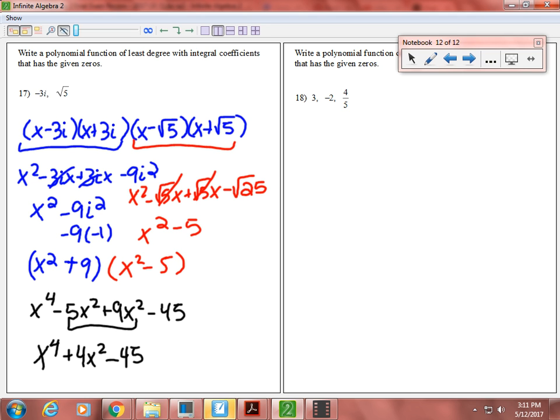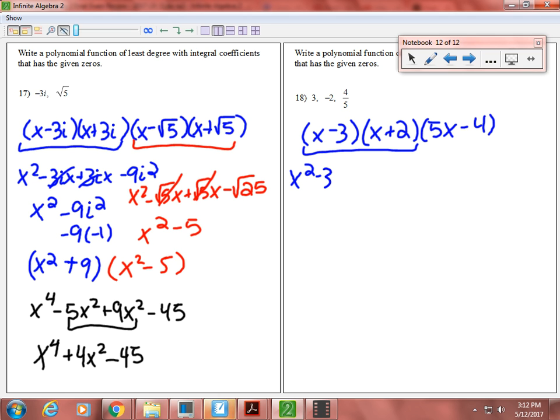On number 18, I don't have any conjugates for these because they're just numbers. So I do the opposites of what would make them become 0, x plus 2, and this one is going to be 5x minus 4. Because if you solve for that, you would add the 4 and then divide by 5. So the first thing I would do is put these two together and get x squared minus 3x plus 2x minus 6. Put those together to get x squared minus x minus 6.